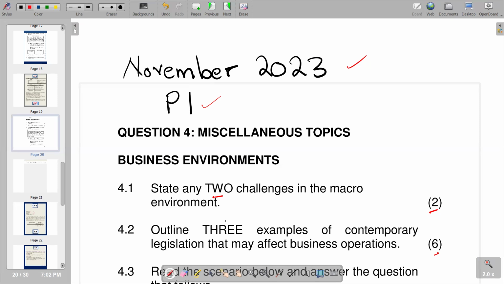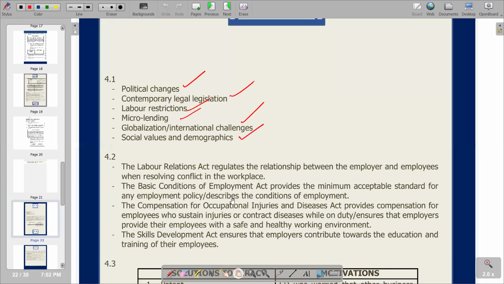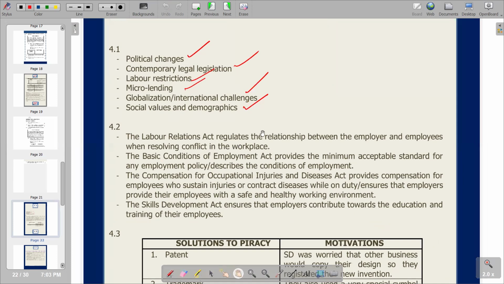We are just going to try to see, within the context of the South African economy, what contemporary legislation we have, which laws and regulations have been recently amended is what we are looking for. So we go to the other section and look at the list that we have on contemporary legislation. The first one is the Labor Relations Act, which regulates the relationship between the employer and employees when resolving a conflict in the workplace. So this is the first one that we have.